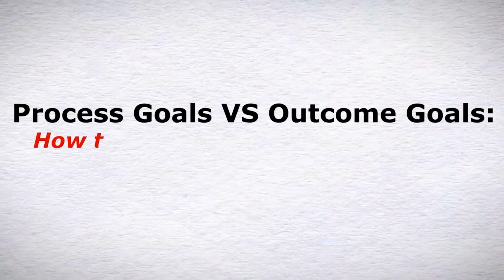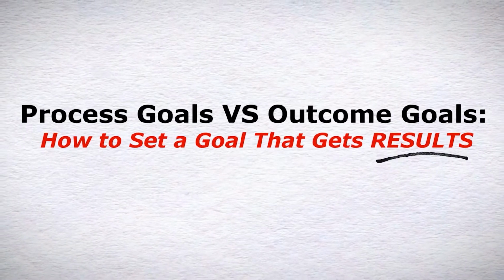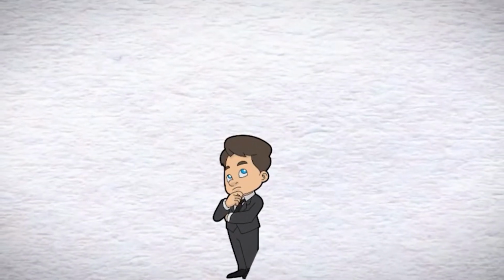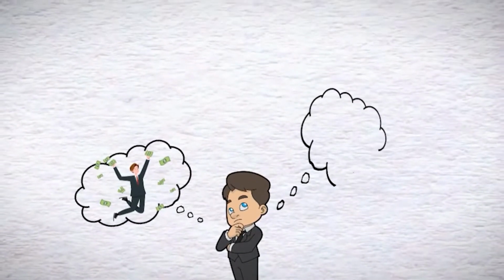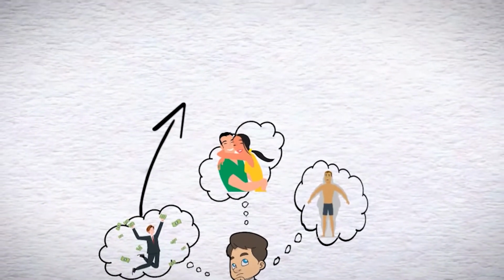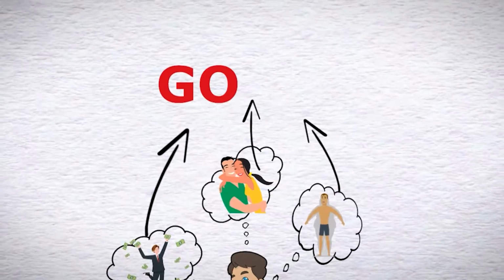Process goals versus outcome goals. How to set a goal that gets results. Think about something in your life that you want to change. Do you want to make more money, lose weight, have stronger relationships? To get any of these results, you have to set a goal.